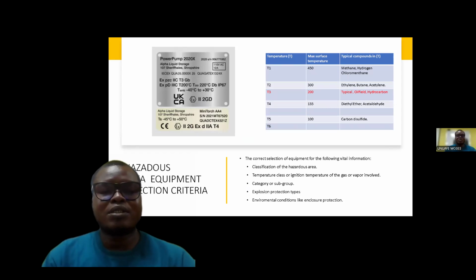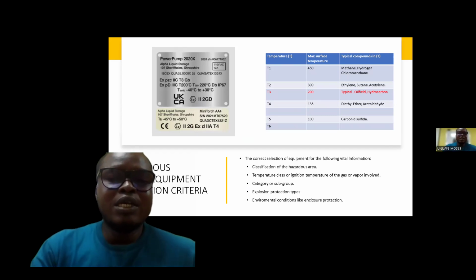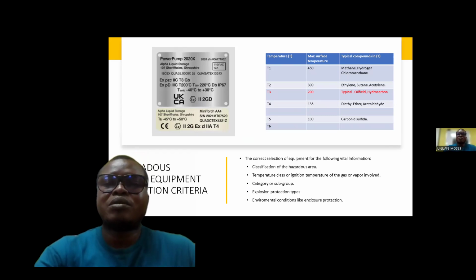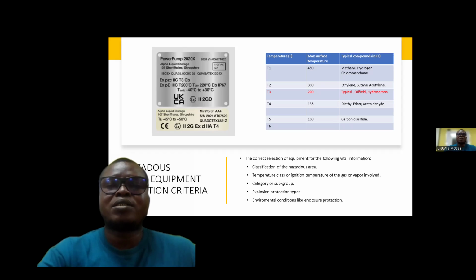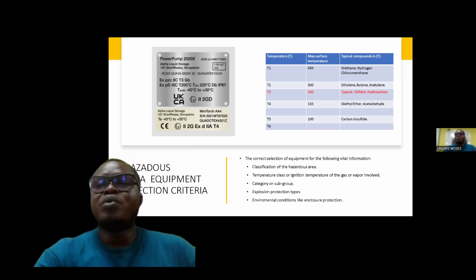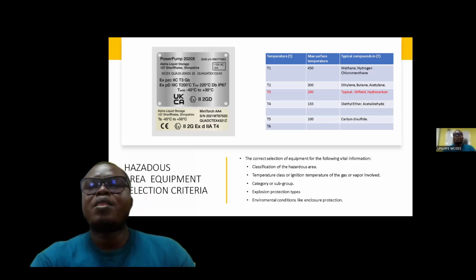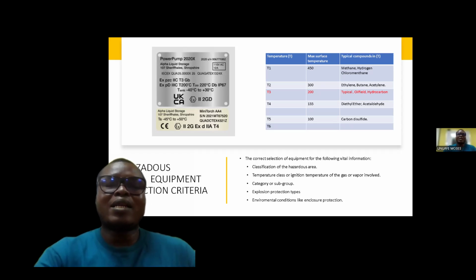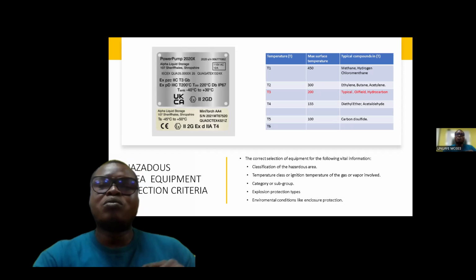And I want you to understand that in hazardous area equipment selection, there is a need for us to know what hazardous area equipment selection is. Hazardous area equipment selection refers to the process of choosing electrical or mechanical devices that are safe to operate in an environment where flammable gas, vapor, dust, or fibers may be present. These areas are classified into zones based on the likelihood and duration of an explosive atmosphere.